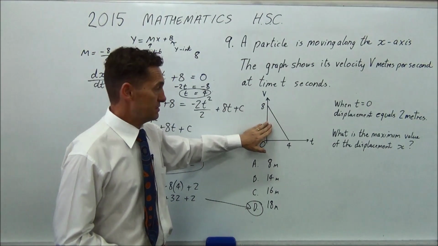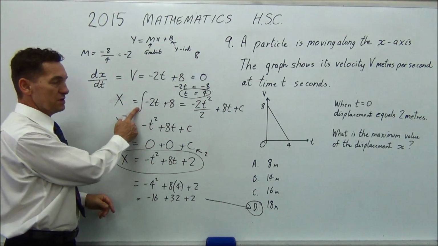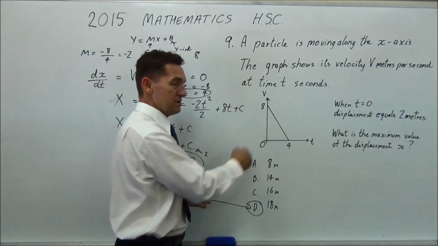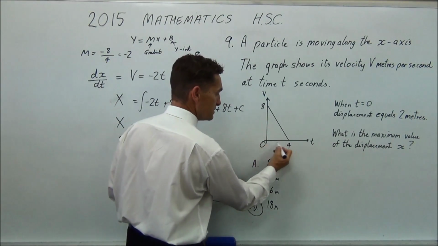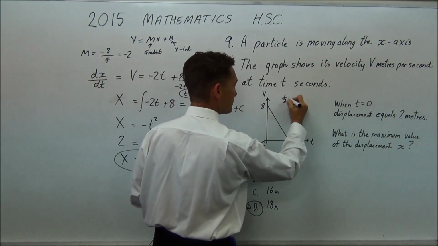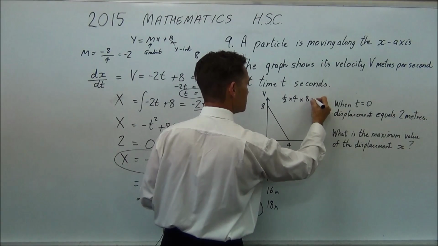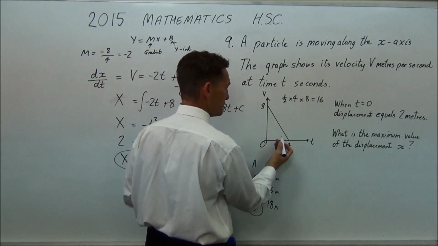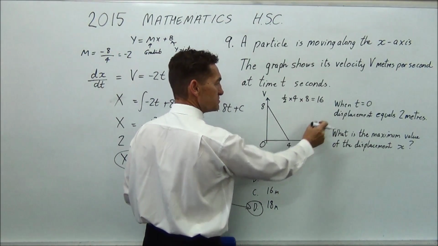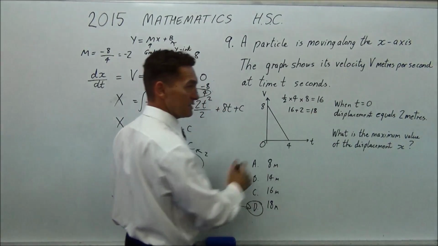The graph shows the velocity. We want displacement. What is displacement? Well, displacement is integration. What is integration? Integration is the area under the curve. So let's think about it. What's the area under this curve? It's a triangle. What's the area of this triangle? Half the base times the height, so half times 4 times 8. Half of 4 is 2, 2 times 8 is 16. That's the area under the curve. Add that to the first piece of information, when t equals 0, displacement equals 2. 16 plus 2 equals 18, and you get the maximum displacement.